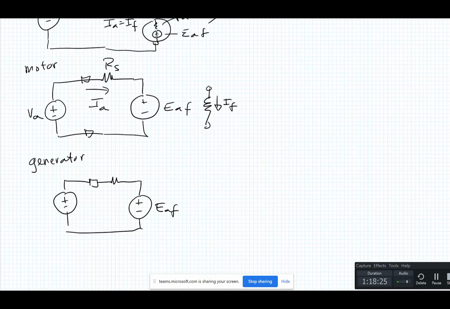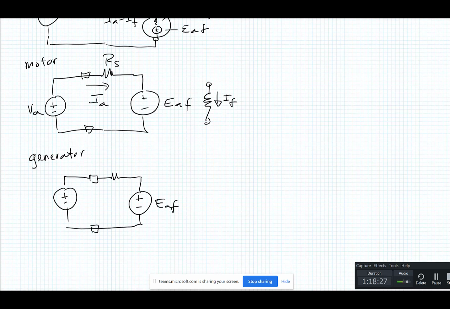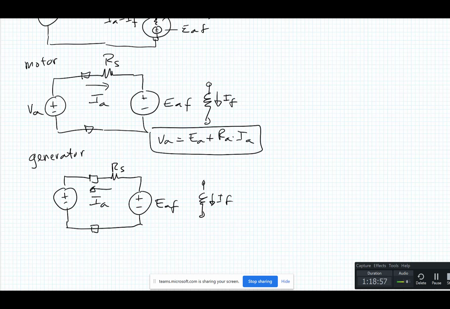We're going to kind of have to finish this up next time. If you're a permanent magnet, you replace the field with permanent magnets, which is quite common. IF, but now the current is going this way. So you have a voltage expression. VA is equal to EA plus RA times IA for the motor.